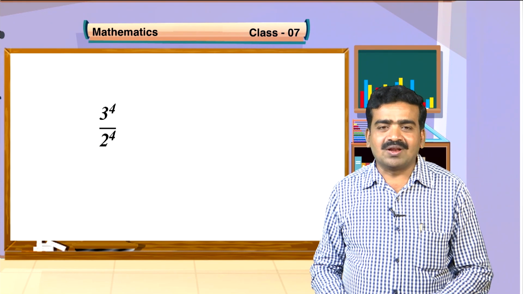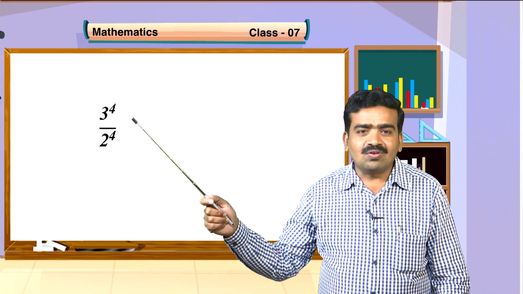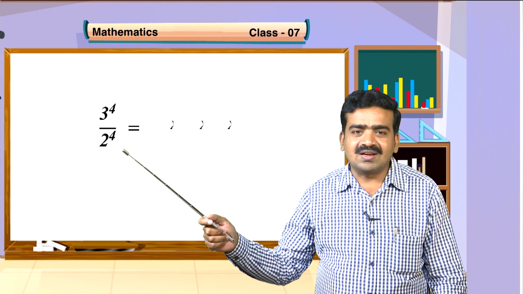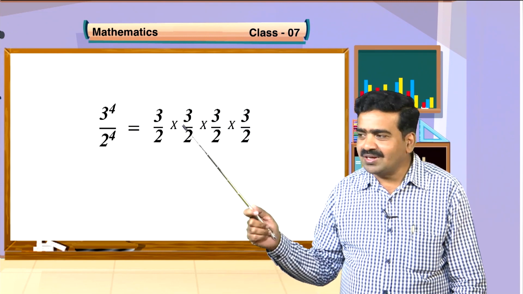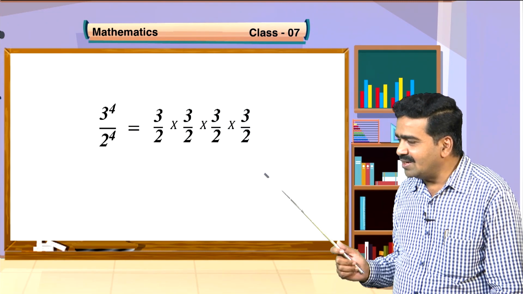Let us take one more example. 3 to the power of 4 divided by 2 to the power of 4 can be written as 3 by 2 into 3 by 2 into 3 by 2 into 3 by 2.